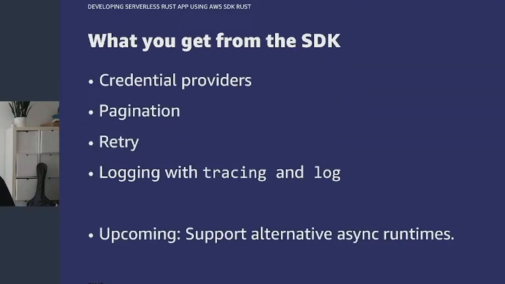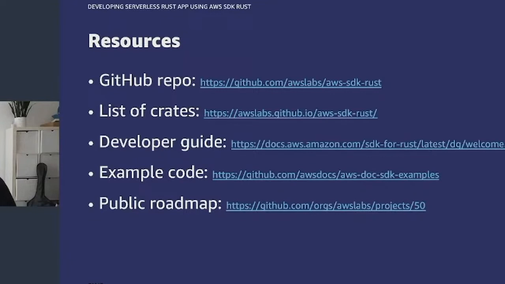So what you get from the SDK: you get the credential providers, which is the config, which searches for the credentials and then uses that for your subsequent API calls. It provides you with pagination and also automatic retries. You can do logging with the tracing and log facade. Currently, it only supports Tokio, but there is a plan for supporting alternative async runtimes. You can look at these public roadmaps in the link I provided here.